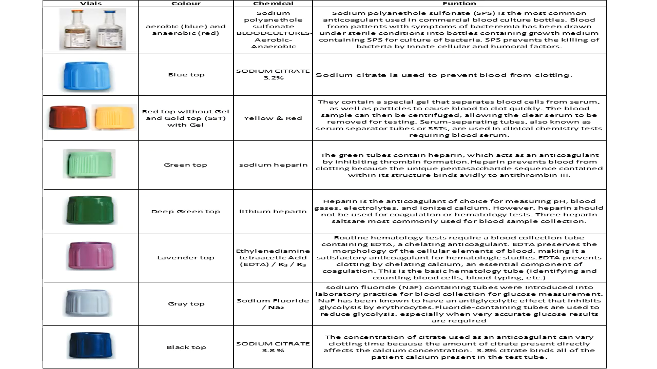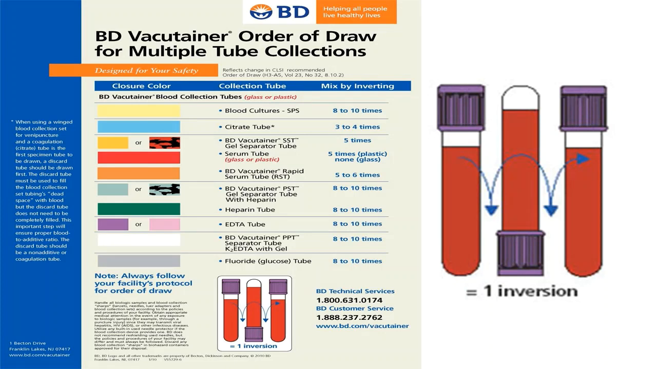So these are the different kinds of vacutainers. This is a blood culture tube. This is the sodium citrate blue top, where you take coagulation. Then you will have the gel tube, then heparin, then EDTA, then the gray top with fluoride, and lastly there is a black top. This is the order of draw, which should be displayed in all the phlebotomy areas, the phlebotomy collection room.